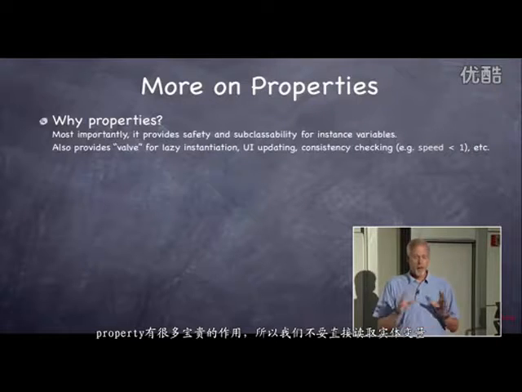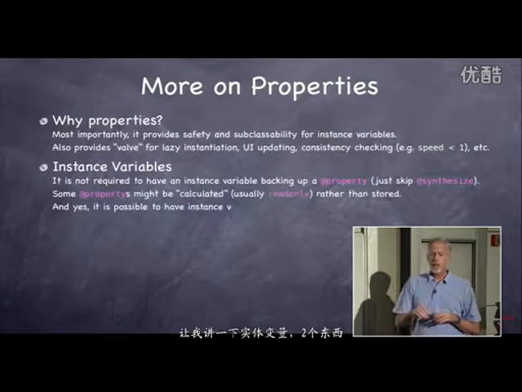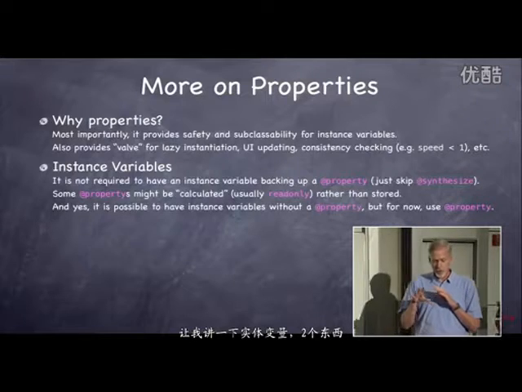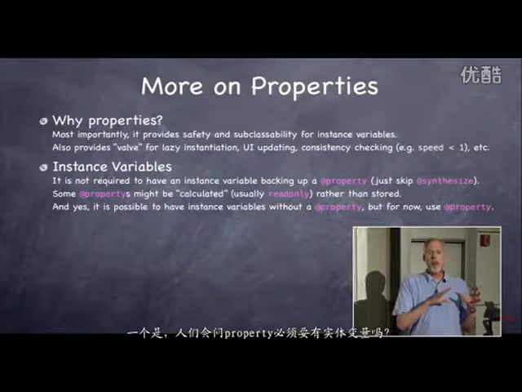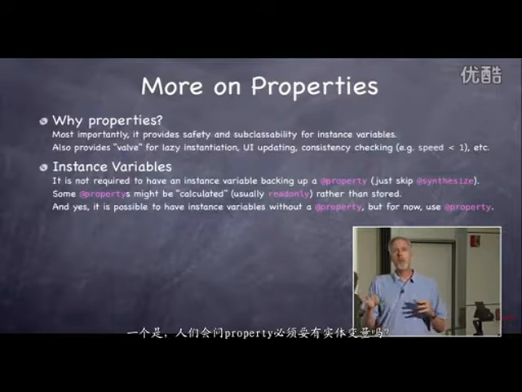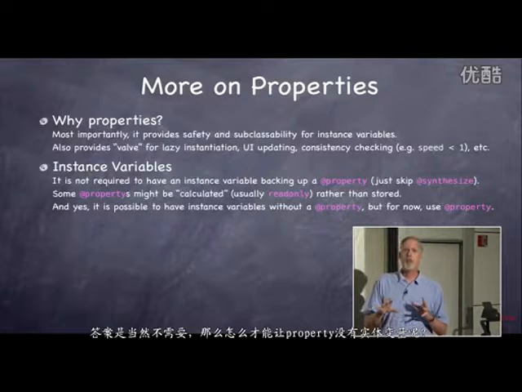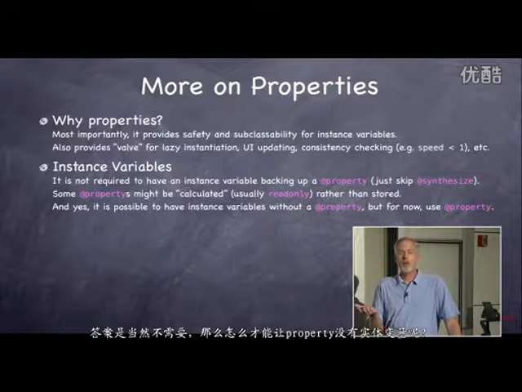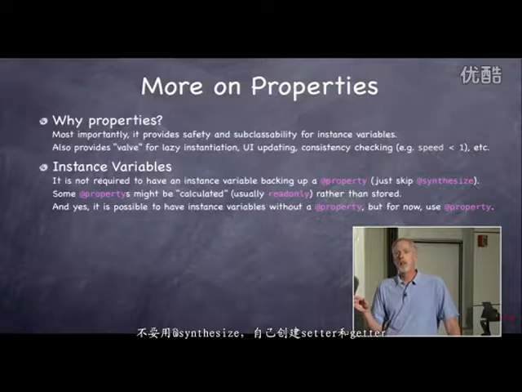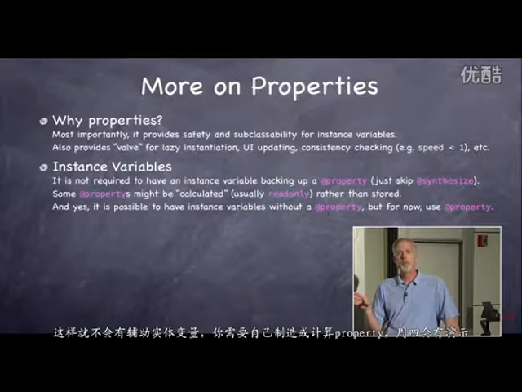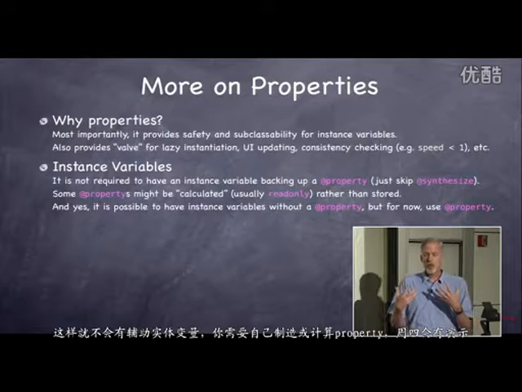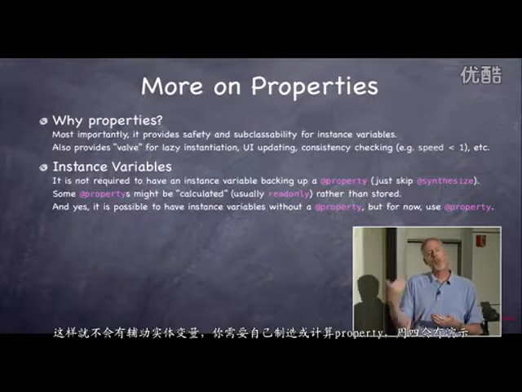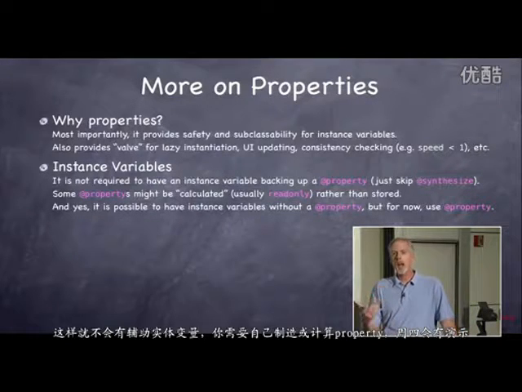So we don't want to be accessing our instance variables directly. But let me say something about instance variables. Two things. One, as people have asked, is it required to have an instance variable for your property? And the answer is definitely not. It is not required. And how would you do that? How would you have a property that had no instance variable? You don't use @synthesize. You create the setter and getter yourself, right? Because if you're not going to have a backing instance variable, you got to basically manufacture or calculate that property yourself. And we're going to do that on Thursday, just so you can see what that looks like to have a property that does not have a backing store.